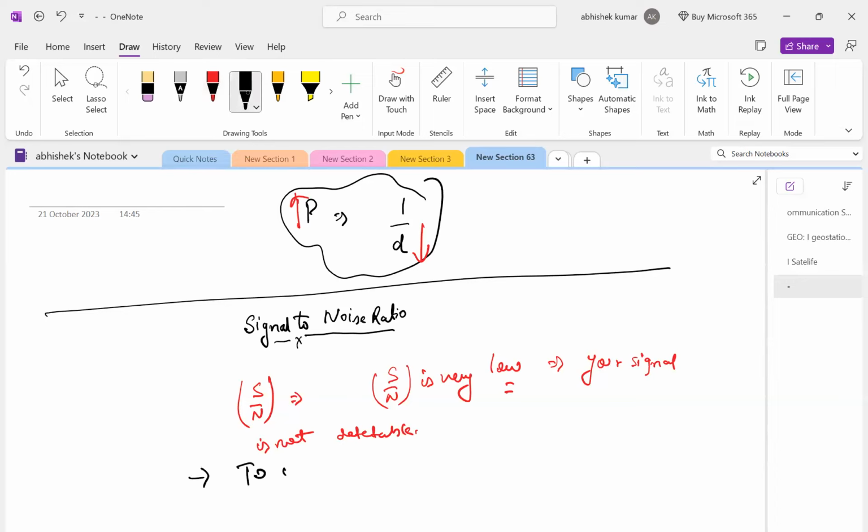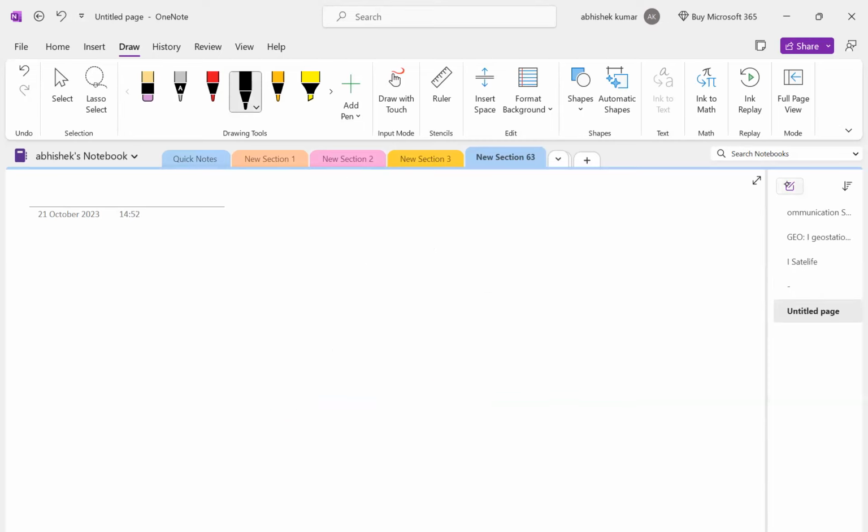How can we improve the signal to noise ratio? We can use higher transmitter power. If we have high transmit power, we can have more signal. It needs more electrical power input to the transmitter, large solar panels, or fewer transponders.